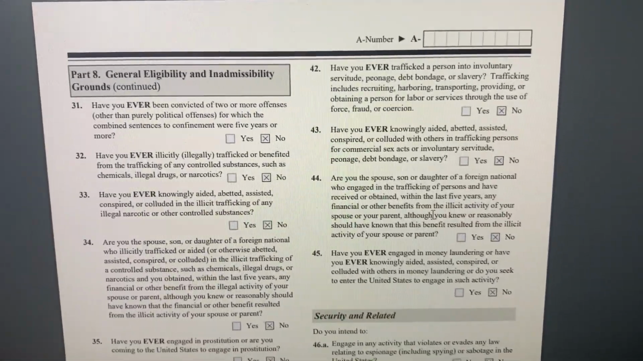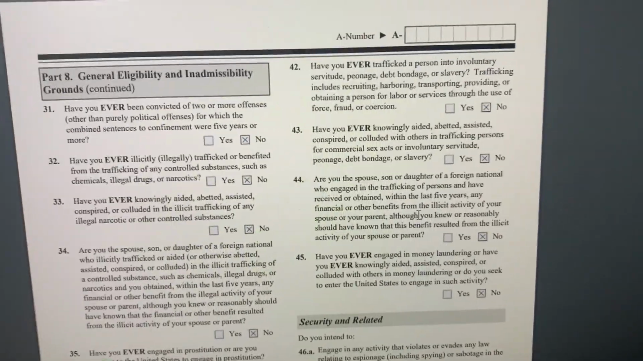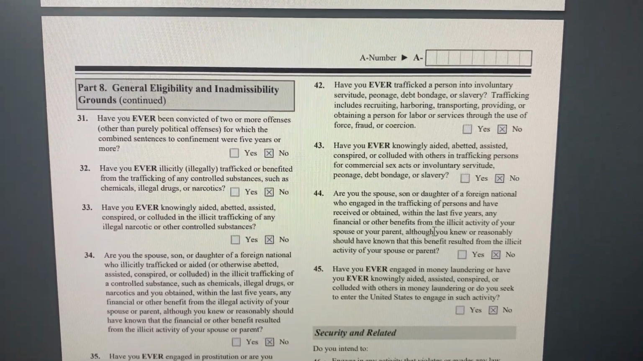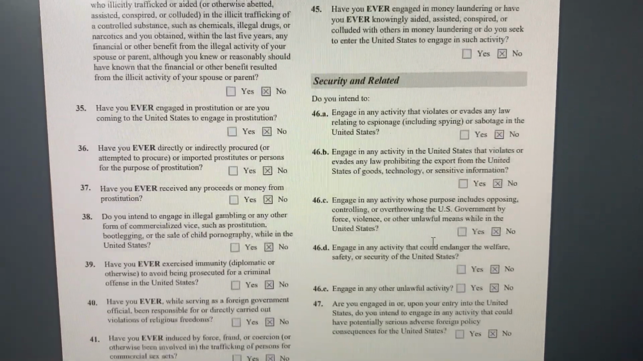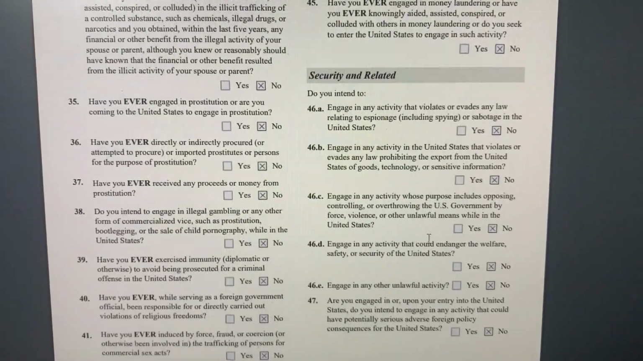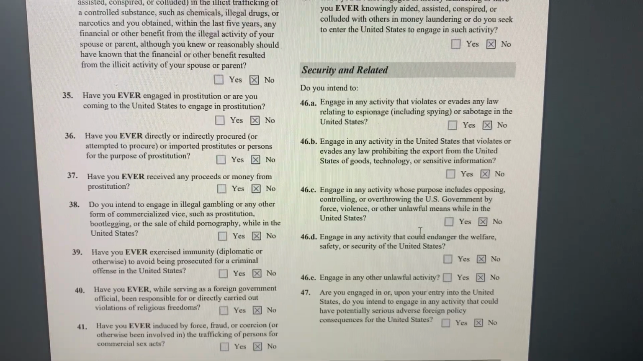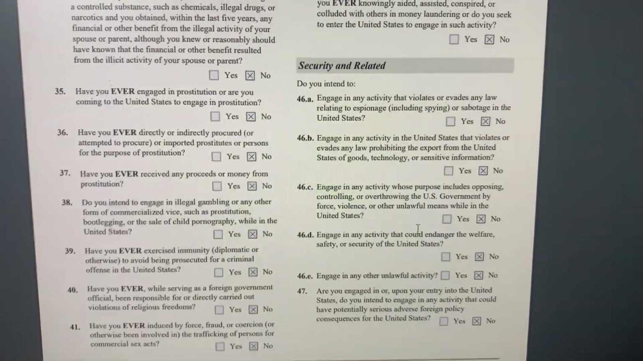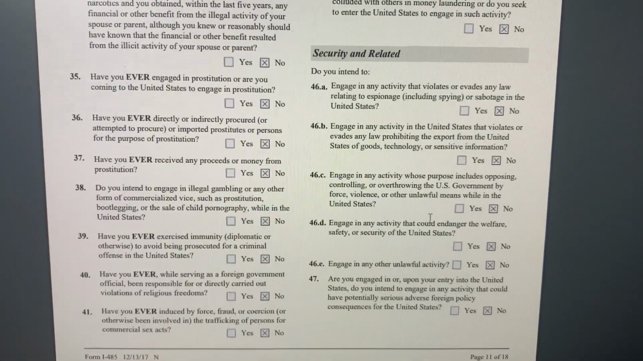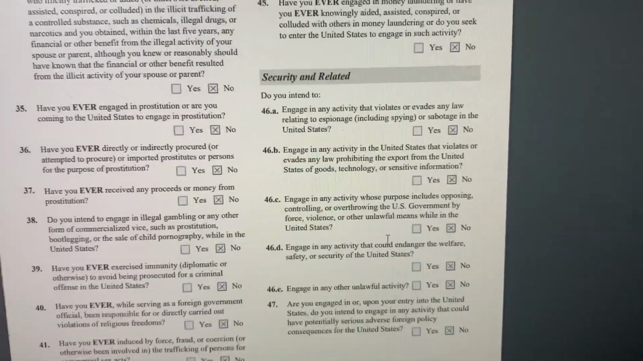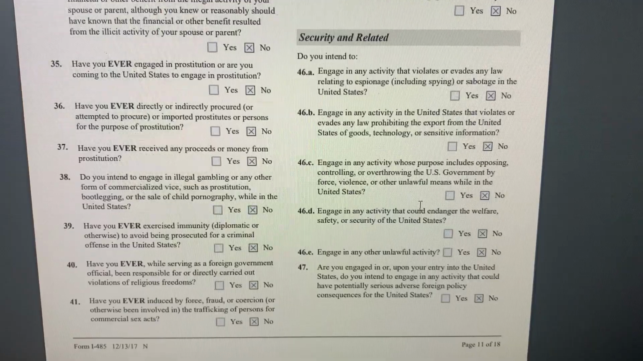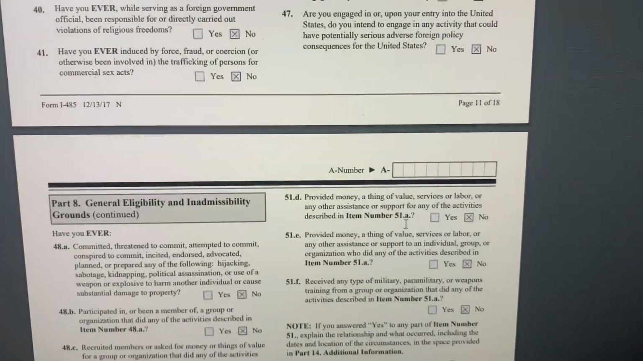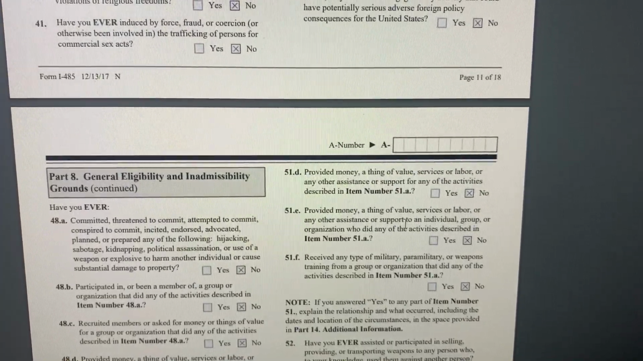Have you ever trafficked a person into involuntary servitude, peonage, debt bondage, or slavery? No, of course. Security, unrelated. Do you intend to engage in any activity that violates any law relating to espionage, including spying or sabotage in the United States? No. Just put no in it. Just be honest, guys. So, moving on to page 12, part 8.